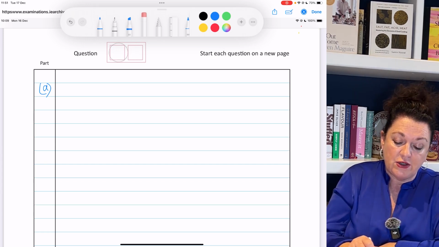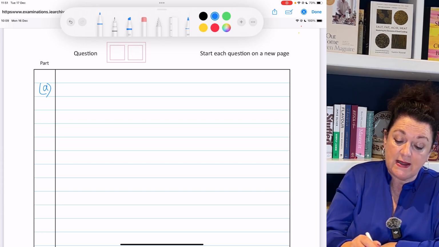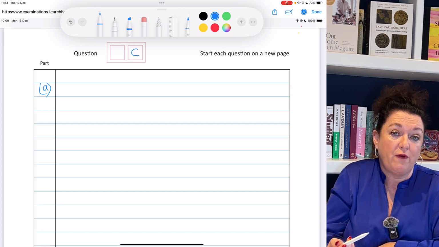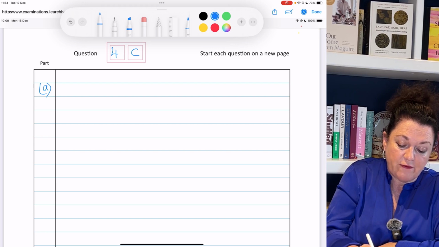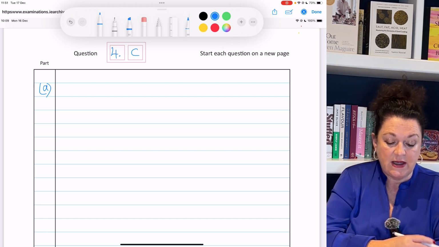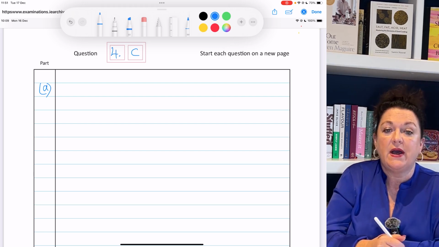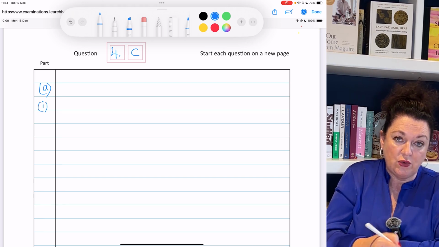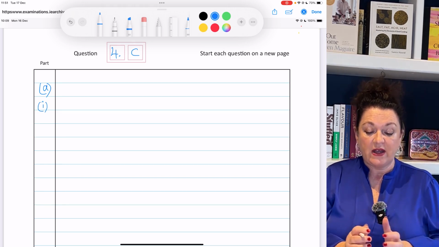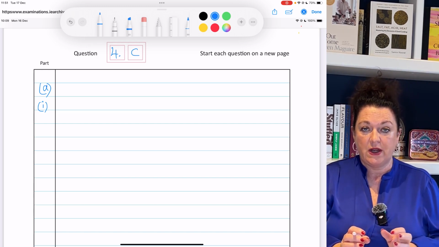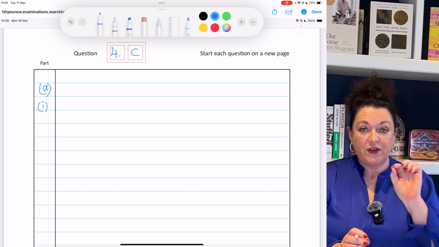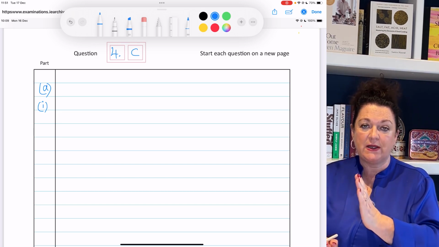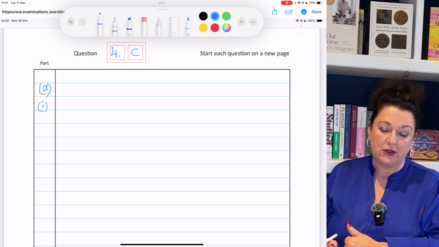If I am on to my section C, I have decided to answer question 4, the core. So it's question 4 on section C, and then you have the part, say for example, A1, A2, and so on. So that's very, very important that you write the number of the question and the section at the top of every single page on that booklet.